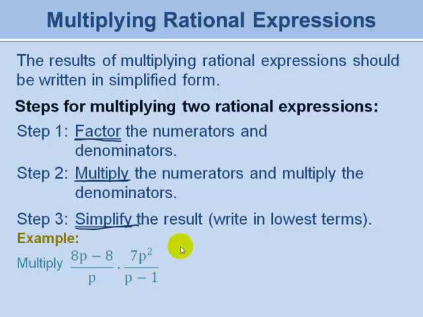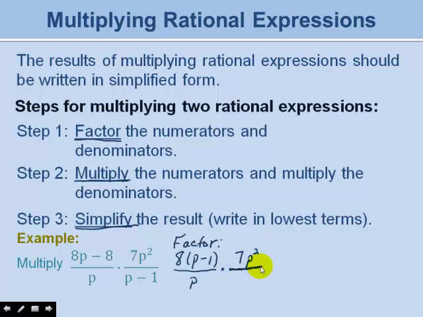So the first step we're going to do is to factor everything that we possibly can. So we're going to look at each numerator and each denominator and see if anything can be factored. Well, in this first numerator, 8p and 8 have a common factor of 8. So we're going to factor that out. So there we're going to have 8 times p minus 1. In the denominator of that one, we don't need to do any factoring there. In our second rational expression, there's nothing that we need to do here as far as factoring either. So that was our first step.